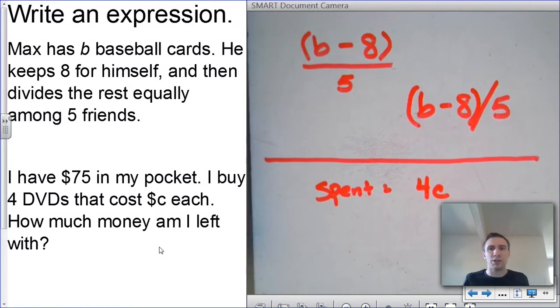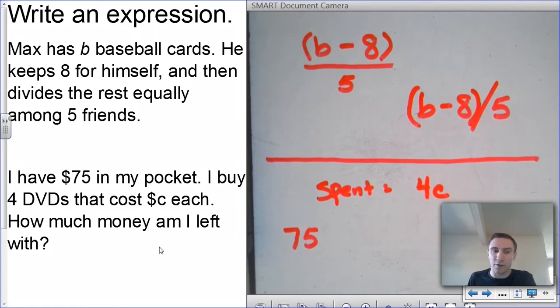But the question doesn't ask me, how much money did I spend? The question is asking me, how much money am I left with? Well, I spent 4C dollars. So I'm going to have to, in this empty space over here, figure out how much I am left with. So I started with $75, right? And now I'm going to have to spend 4C dollars. So what am I going to do? Am I going to add, subtract, multiply, or divide?